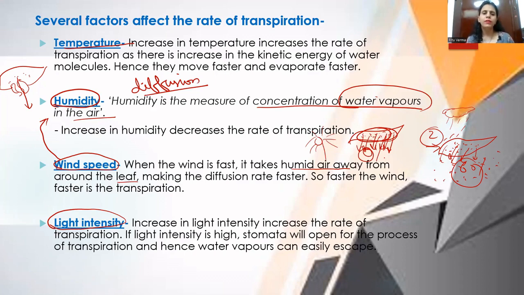So obviously when light intensity is high, a plant wants to perform photosynthesis, and in order to do so, plants require carbon dioxide gas, which will enter the leaf through stomata. So stomata will open up, and the moment stomata opens up, all these water vapors will diffuse outside the leaf. That means if we increase light intensity up to a certain extent, the rate of transpiration will also increase.